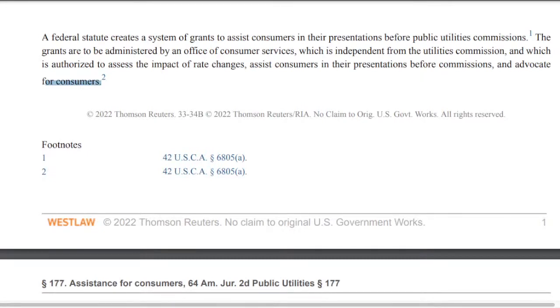A federal statute creates a system of grants to assist customers in their presentations before commissions. Grants means money. Grants are to be administered by an Office of Consumer Services. It's independent and is authorized to assess the impact, assist customers, and advocate for consumers. 42 USC. Anyone wants to check it out? Section 6805A.